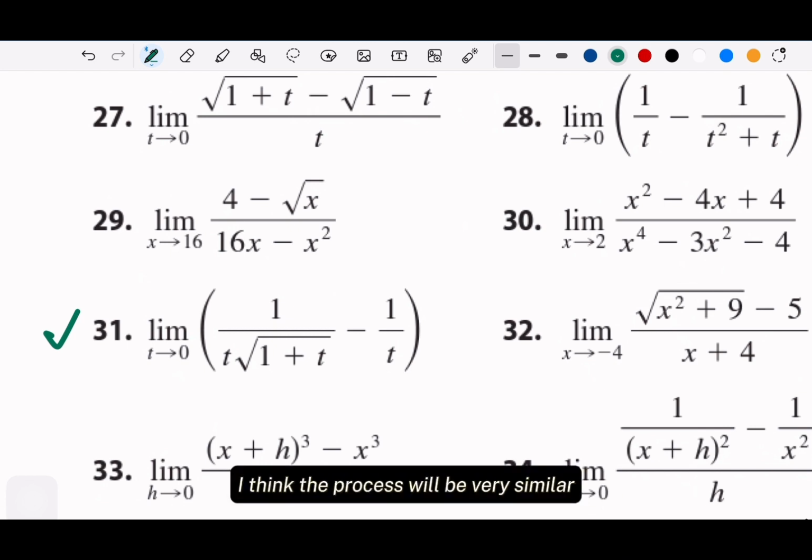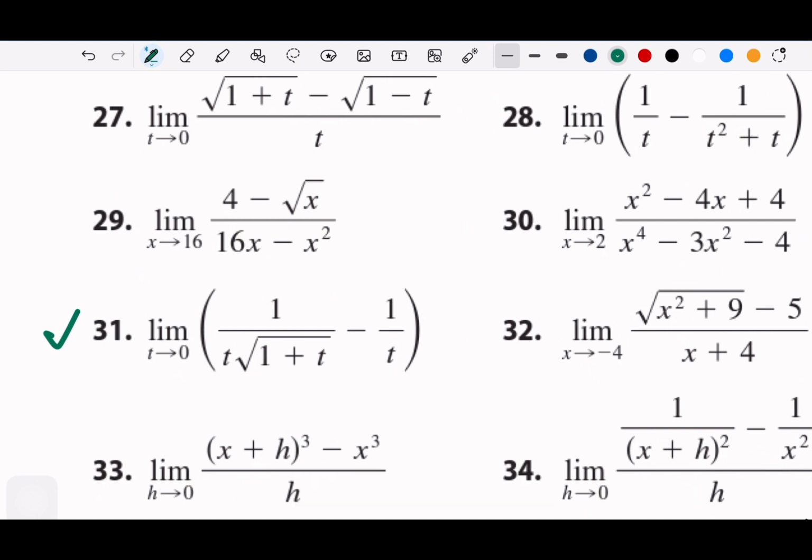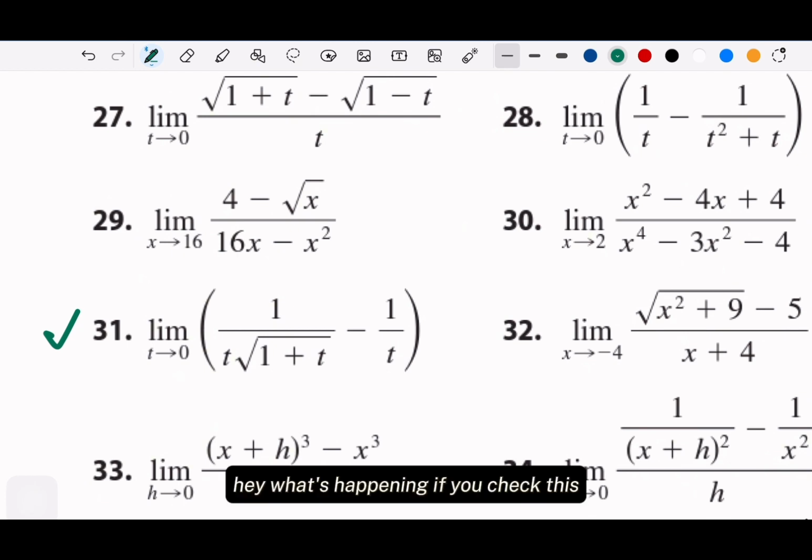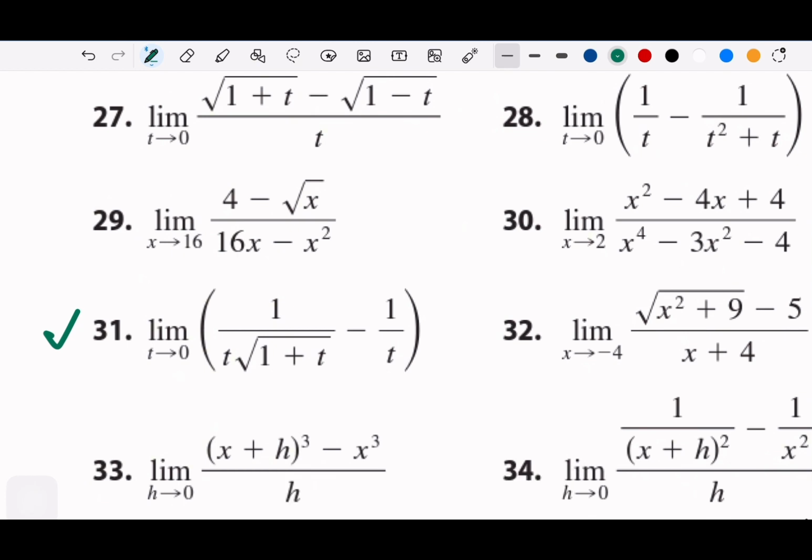But I think the process will be very similar. The difference is maybe something like this, and you need to think what you need to do first. Okay, what's happening if you check this? If you direct circuit with 0? It's undefined.